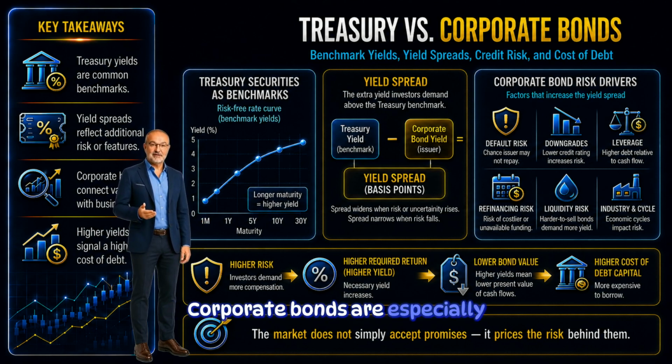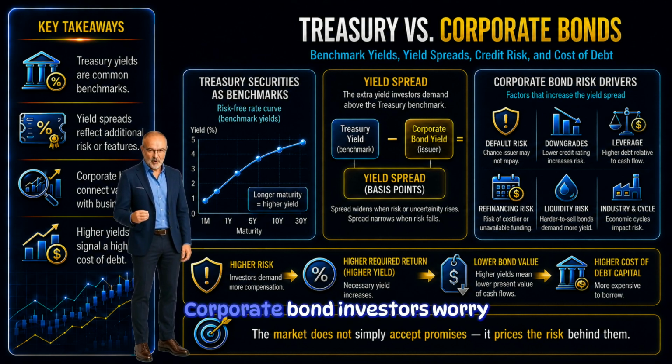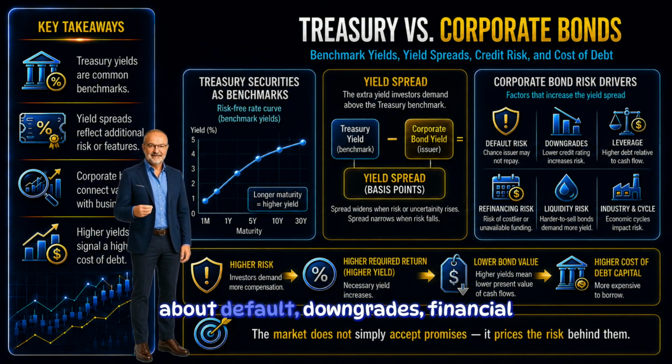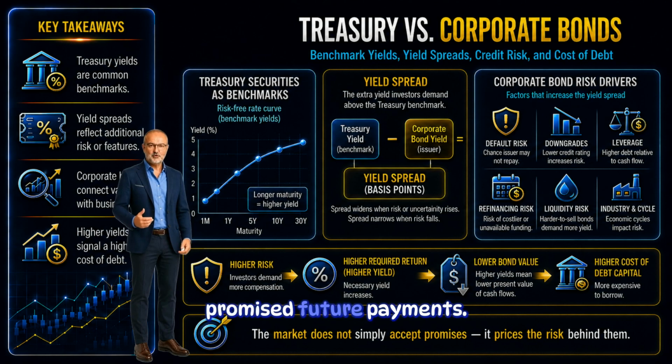Corporate bonds are especially interesting because they connect valuation with business risk. When investors buy a corporate bond, they are lending to a company. The key question isn't only what did the company promise? The key question is also how reliable are those promises? Corporate bond investors worry about default, downgrades, financial distress, refinancing risk, industry conditions, leverage, and liquidity. If investors see more risk, they demand a higher return. That higher required return lowers the value of promised future payments.